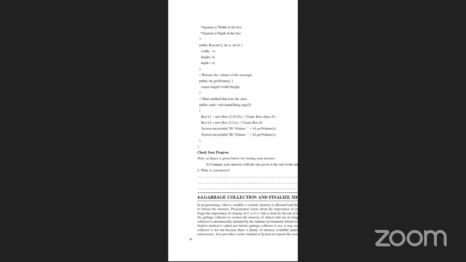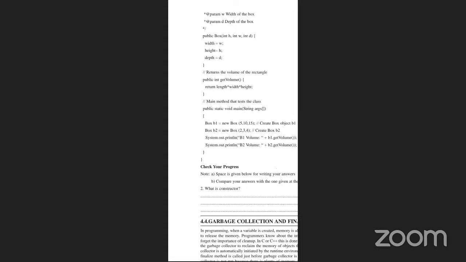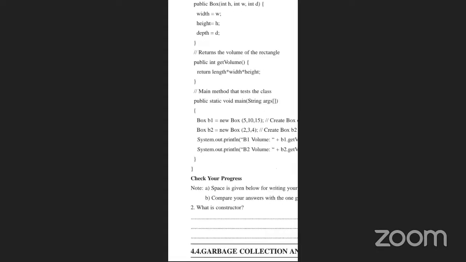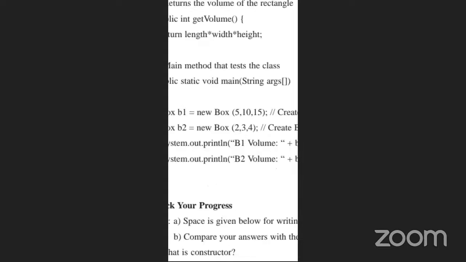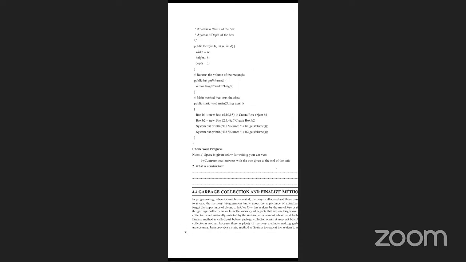Yes, constructor with arguments means previously we wrote the constructor normally, but here we are writing H, W, D as the arguments sent from the main. When you are declaring the object B1, then you are sending the values 5, 10, 15 to the constructor. Then the width, height, depth values are 5, 10, 15 under the object B1. If you focus on the object B2, the values passed are 2, 3, 4.